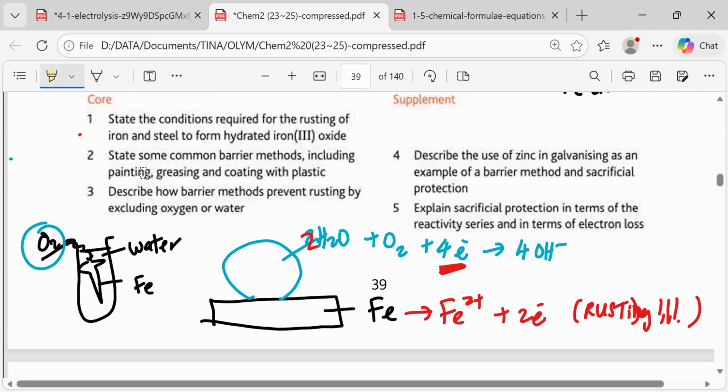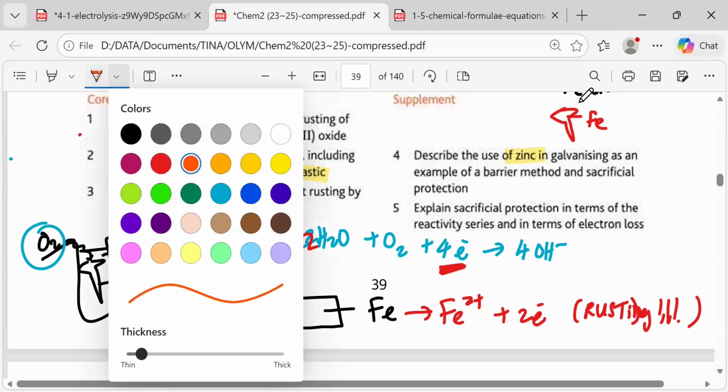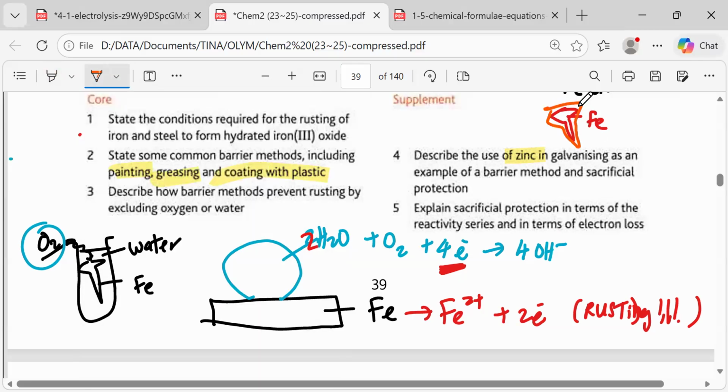So paint. You use paint, grease, plastic. So it stops the oxygen and water. And then one more thing we're going to learn is zinc. If you take the iron and you completely coat it in zinc, this is called galvanizing. Does galvanizing stop?